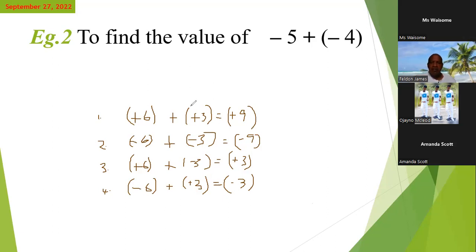Now, if we strip away the numbers and leave the signs, we will get the rules for adding positive and negative numbers. So now if we have positive plus positive, what is the sign of the answer? What sign is the answer going to be? Go ahead, Ms. Waysome, tell us.